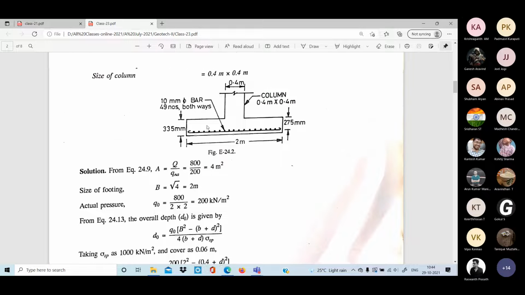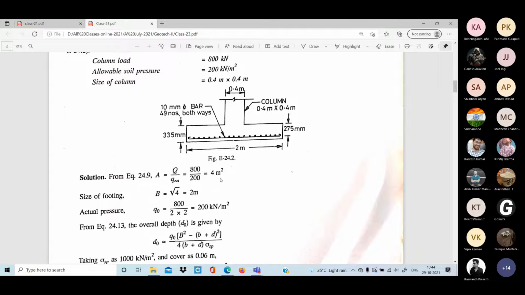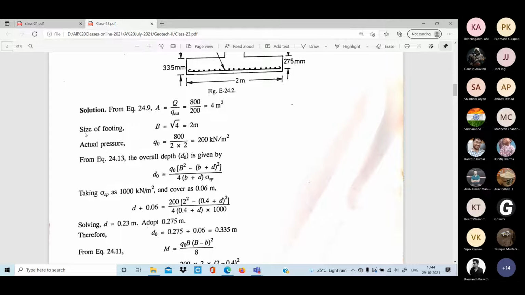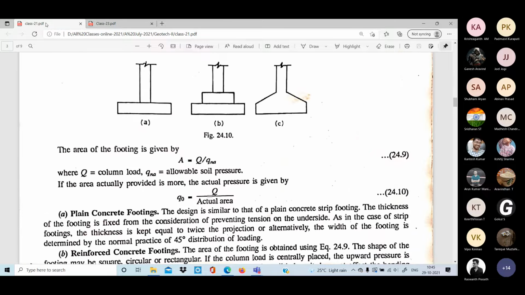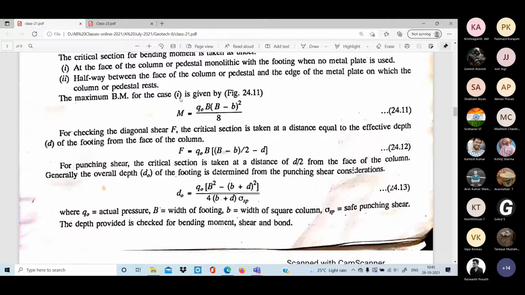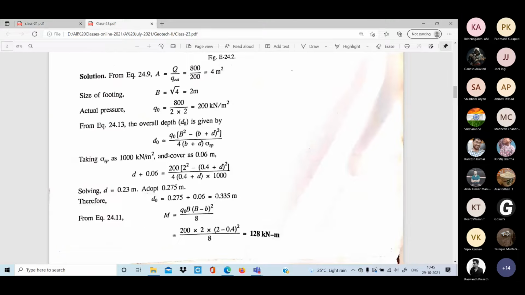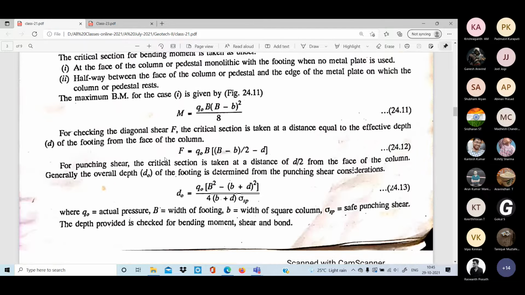Once you know the area, since it is a square footing, the square root will give the width. Once you get the width, the actual pressure can be calculated. So 800 divided by this area is the actual pressure. Then the overall depth is given by using the formulas we have here. Then we can calculate the bending moment and shear force also. By using this, d naught can be calculated here. Taking the SP, which is the safe punching shear.